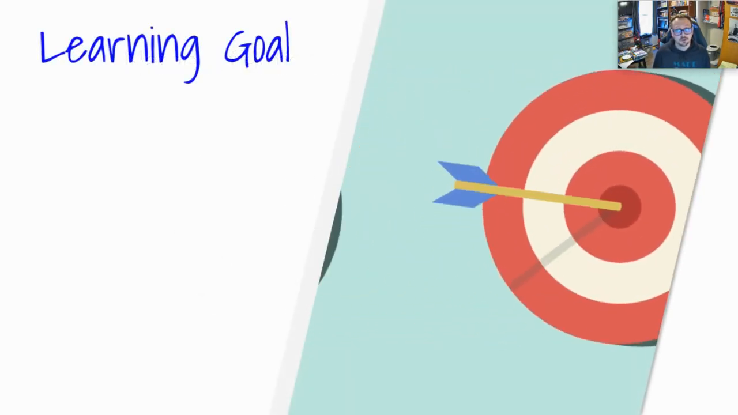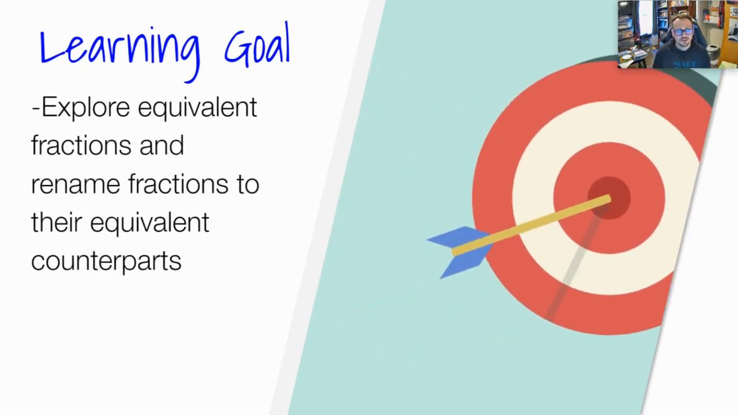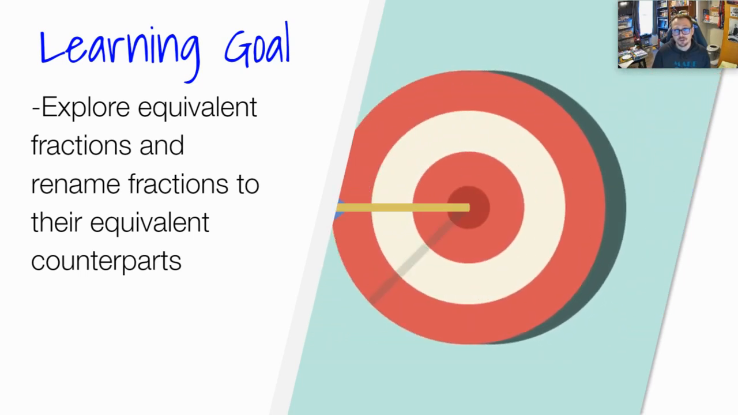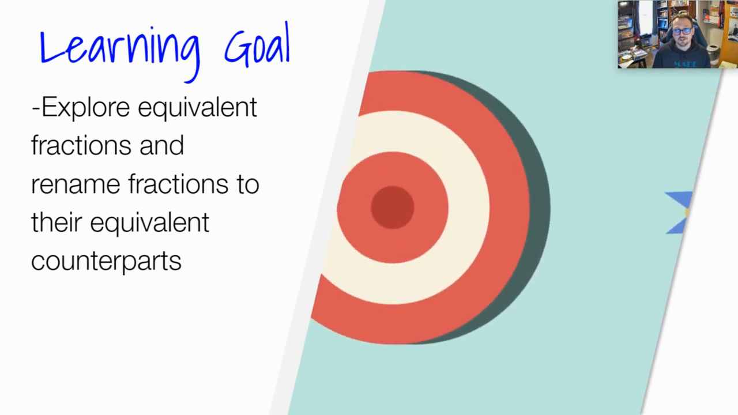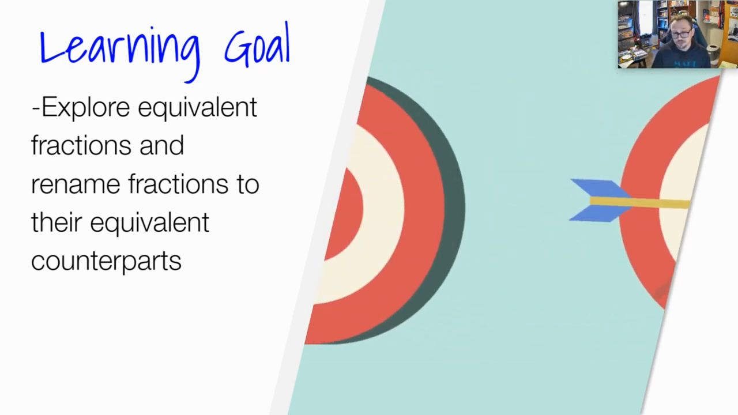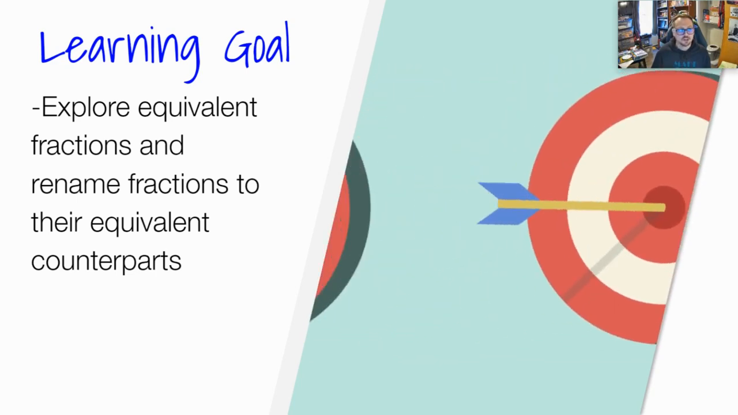Let's come back to our learning goal. This is a pretty short video. Our goal was to explore equivalent fractions, just the meaning of what they are. What does it mean if a fraction is equivalent to another fraction? And then we also did a little bit of practice by renaming fractions to other equivalent fractions using skip counting and multiplying. So let's recap the key information.